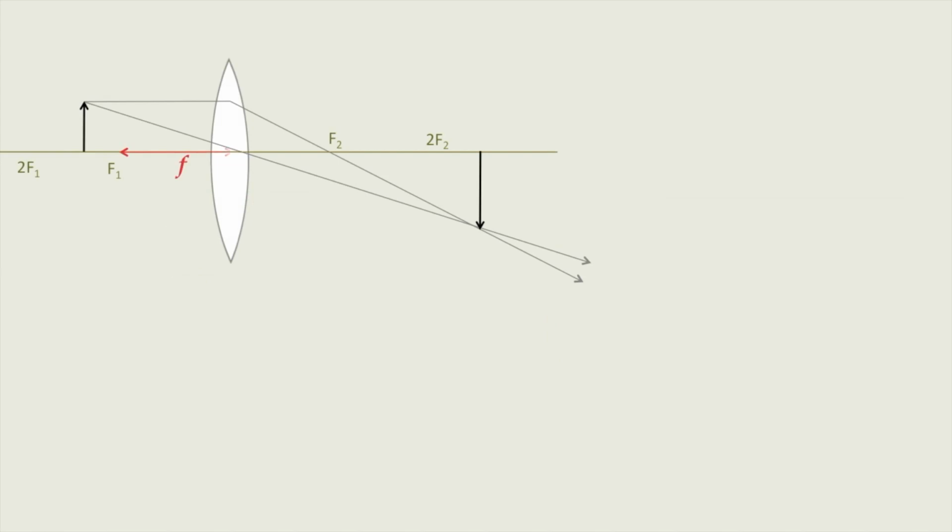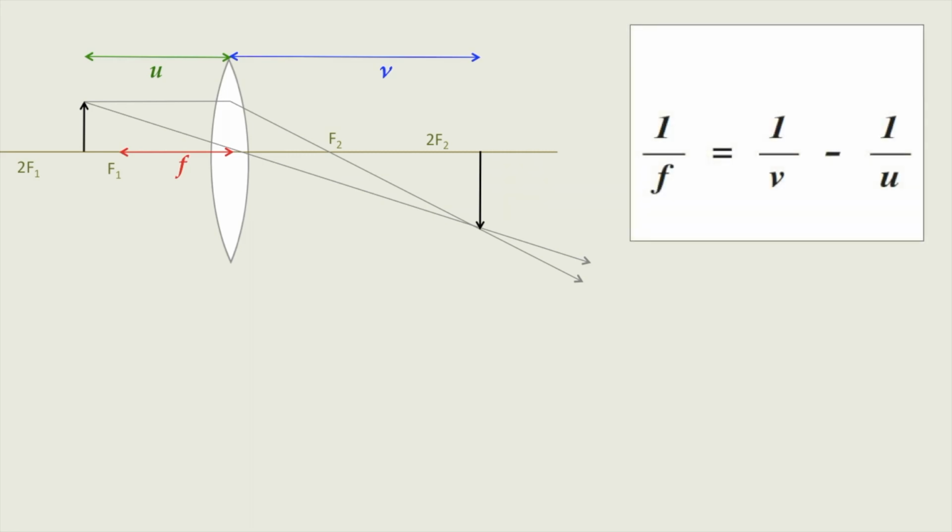If f is the focal length, u is the object distance and v is the image distance, we would find that these three quantities are related to each other by the formula 1 upon f equals 1 upon v minus 1 upon u, which is also called the lens formula. I'm not going to prove this formula over here because the proof is not there in your syllabus.